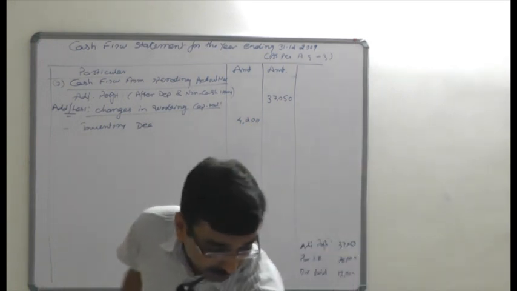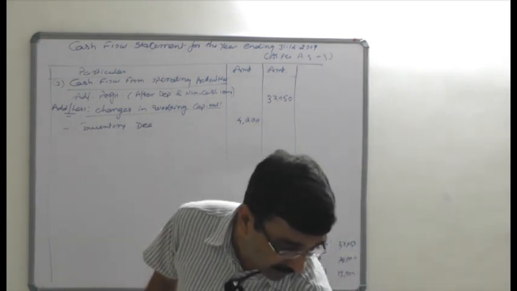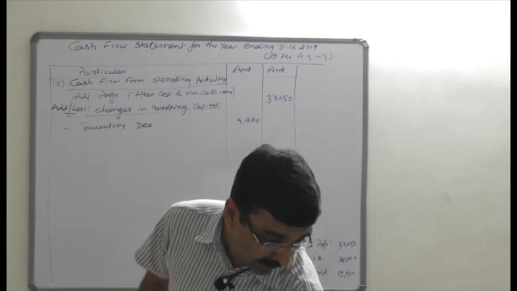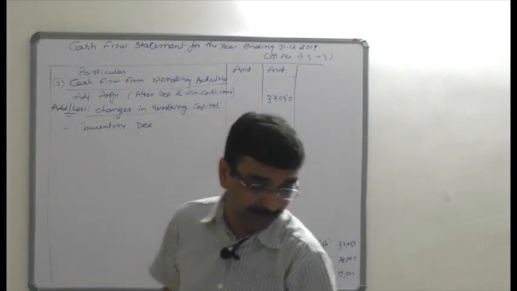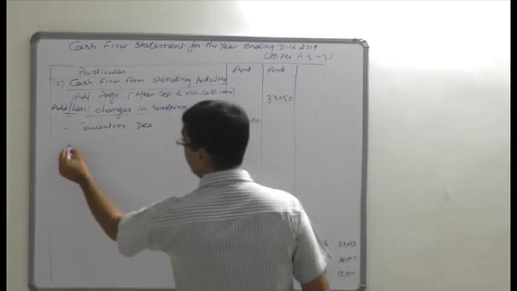Let's confirm that 4,200 rupees is the difference amount. That's right. So after that, the next is debtors. The debtors, if you see, also show a decrease, so that is also positive.